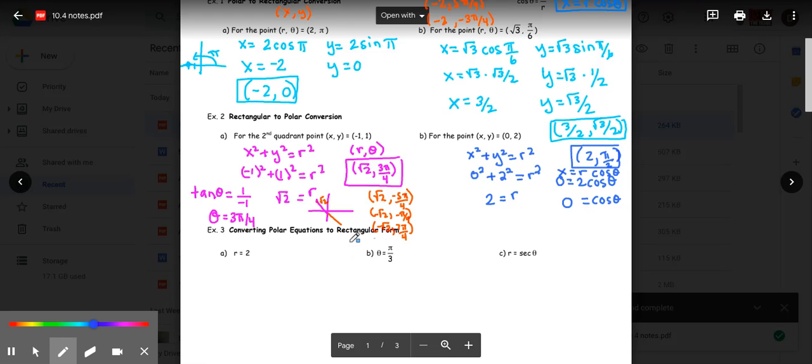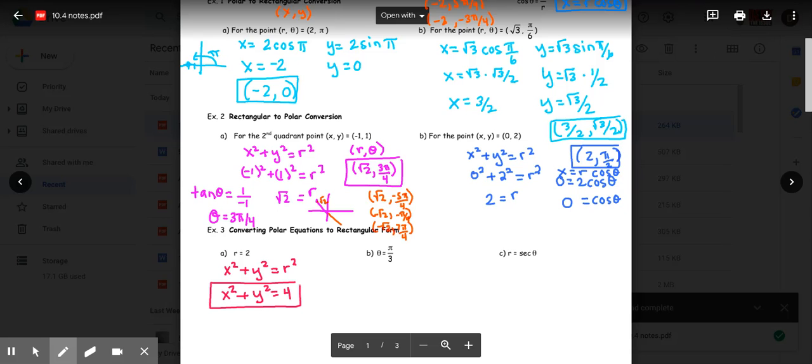Okay, so down here, we're going to convert polar equations to rectangular form. If we're just given that r equals 2, well, rectangular form means in terms of x and y. Well, we can say x squared plus y squared equals r squared. So we would get x squared plus y squared equals 4. That's in rectangular form. So we're done, and we just need to know that this is an equation for a circle.